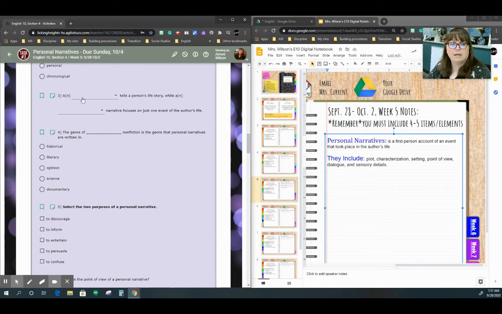3. A blank tells a person's life story, while a blank narrative focuses on just one event in the author's life. So your first choices for the life story are an editorial, a personal, an essay, or a biography. And then a something narrative focuses on just one event. That narrative is an editorial, personal, essay, or biography.